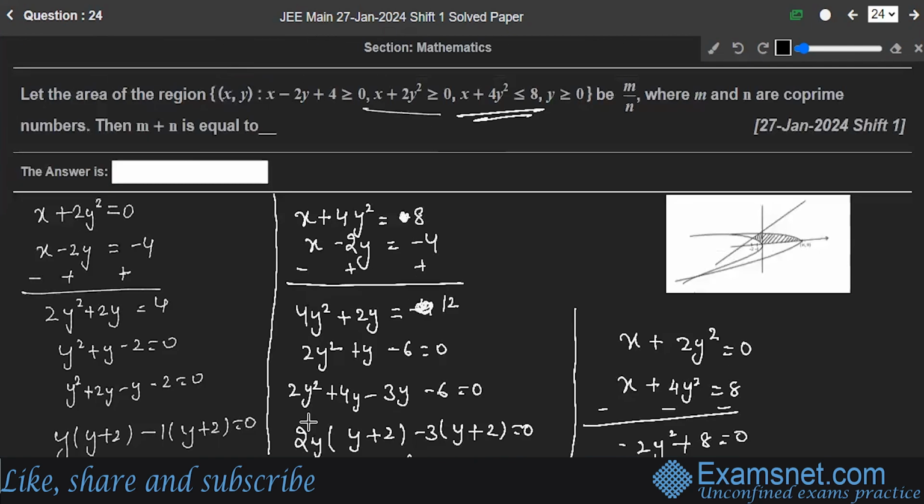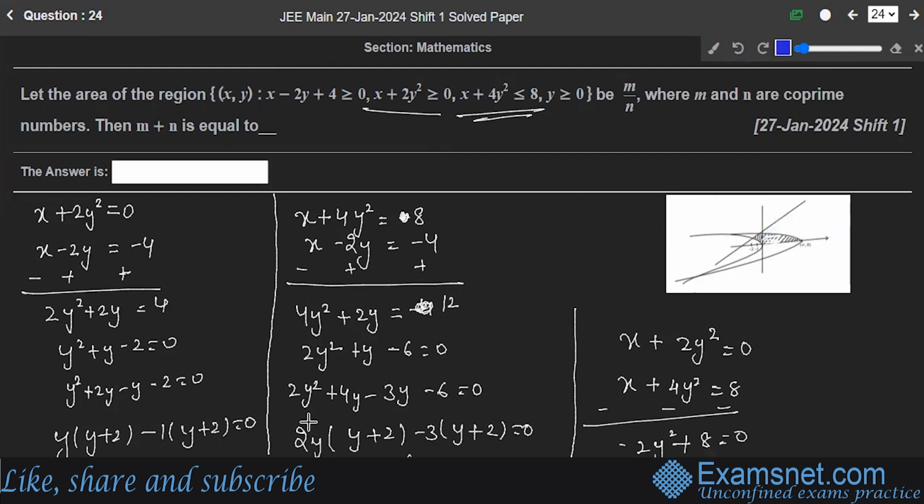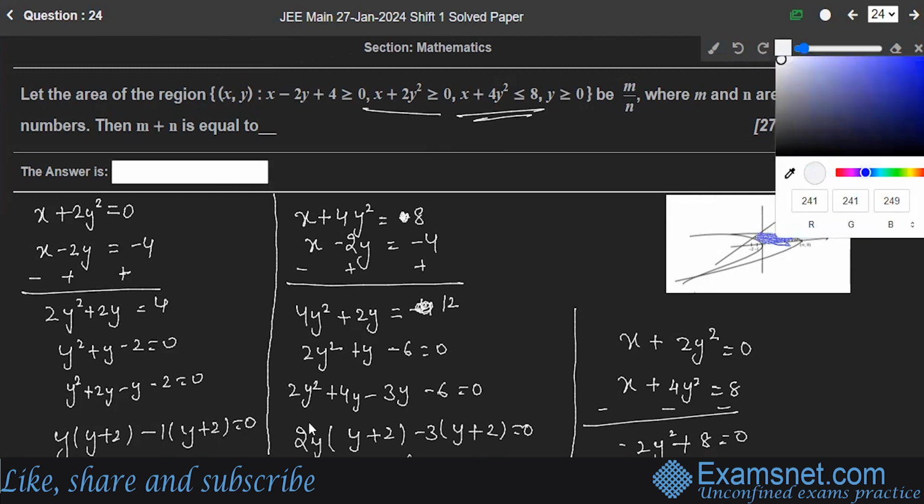Now you have to find this required region. Look over here. You have to find this region given over here, which is shown here, the shaded one. This one is the region you need to find out. So let's go for this.